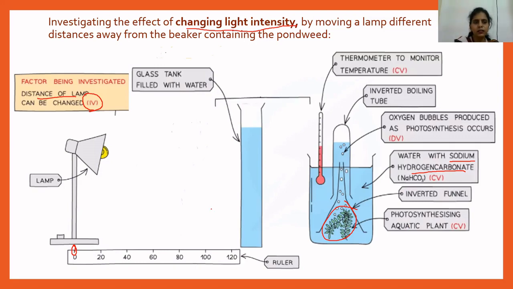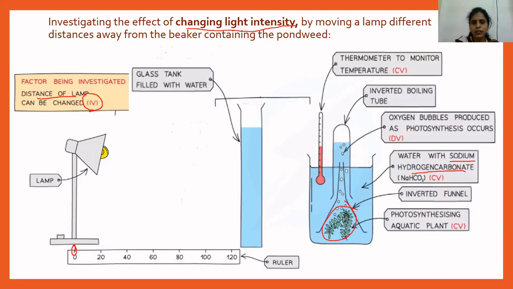And light intensity, or the distance of the lamp from the setup, is your independent variable. And when the plant performs photosynthesis, we are aware that in the process of photosynthesis, the plant always produces oxygen gas. So this oxygen gas which will be produced during photosynthesis here is released in the form of oxygen bubbles or air bubbles.